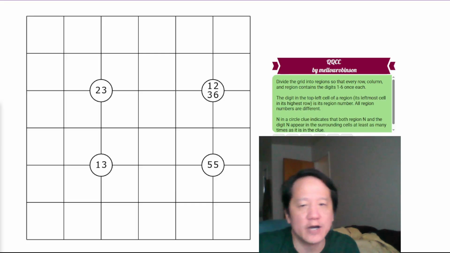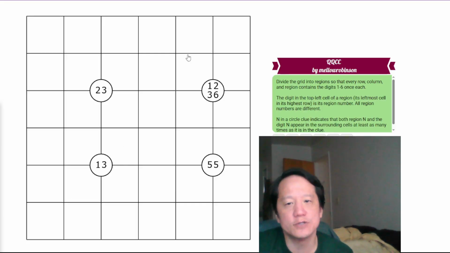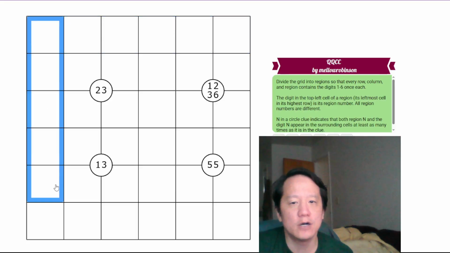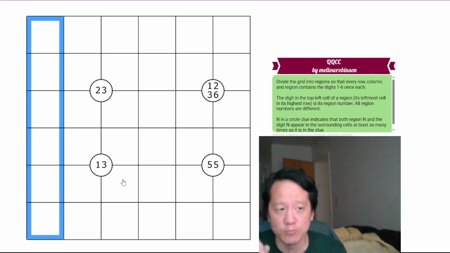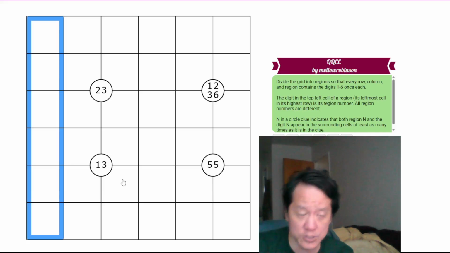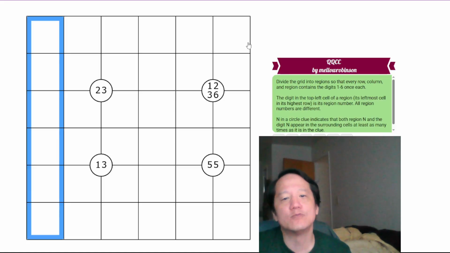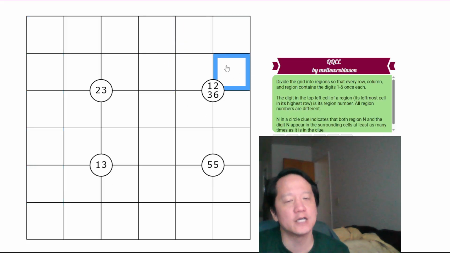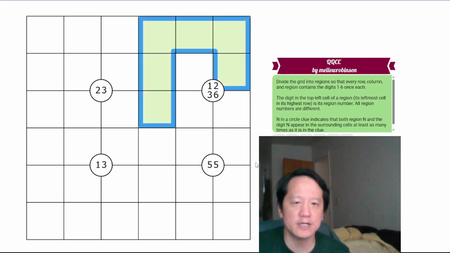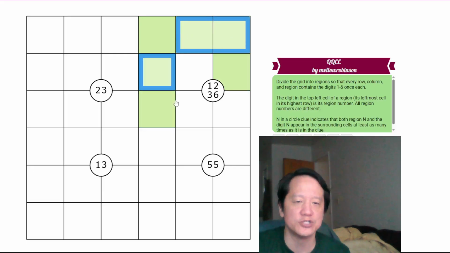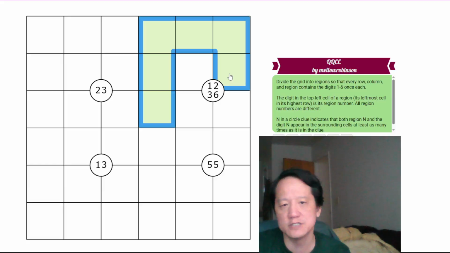We need to divide the grid into regions so that every row, column, and region contains the digits 1 through 6 once each. So this is a chaos construction rule set. The regions have to be orthogonally connected. Otherwise, it would be a very weird region. What does it mean to be orthogonally connected? It means you can go from any cell in the region to any other cell in the region just by going through edges, all while staying within the region.